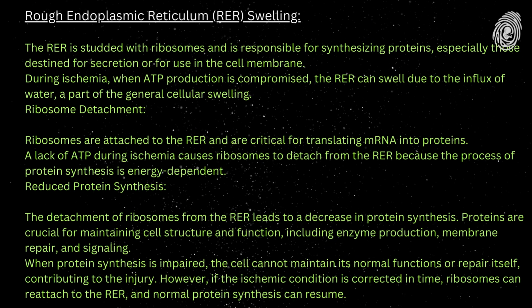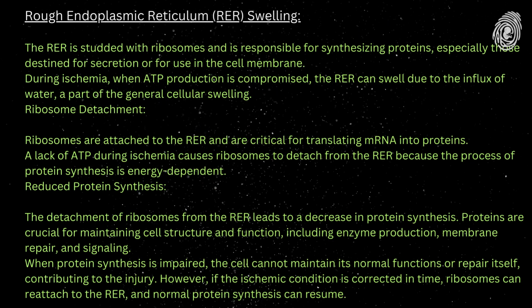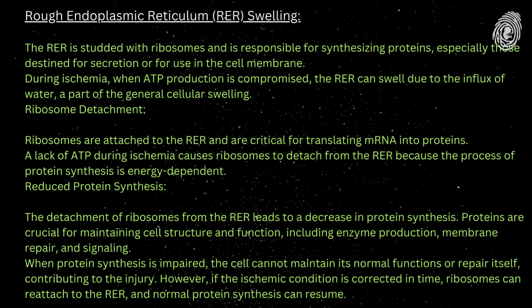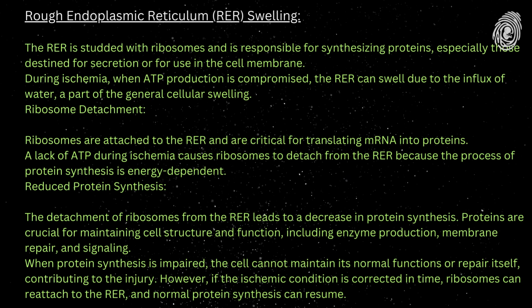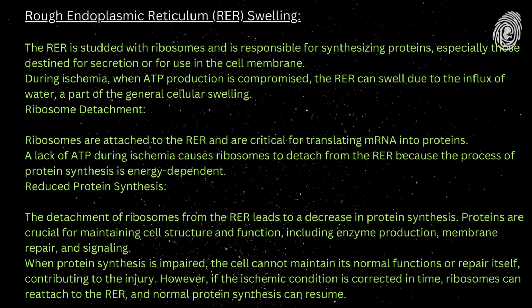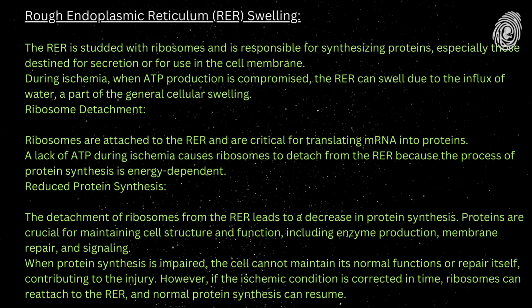Ribosome detachment. Ribosomes are attached to the RER and are critical for translating mRNA into proteins. A lack of ATP during ischemia causes ribosomes to detach from the RER because the process of protein synthesis is energy dependent. Reduced protein synthesis.